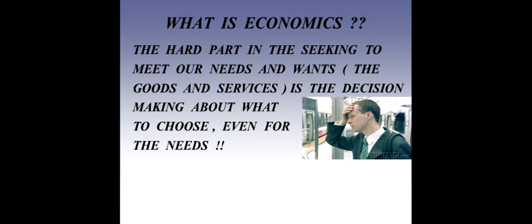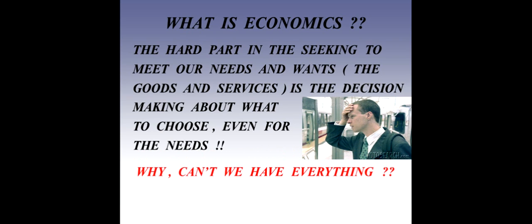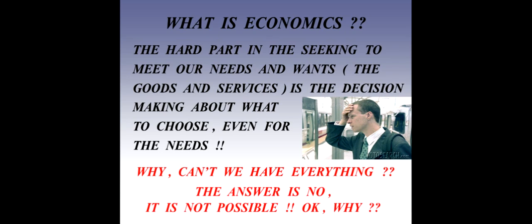Now, as we have seen, the hard part in seeking to meet our needs and wants is actually the decision-making about what to choose, and that holds even for the needs. Now, this usually brings up a question, such as this: why can't we have everything? And the answer to that is no. It's not possible. And then that leads us to usually another question: okay, why?